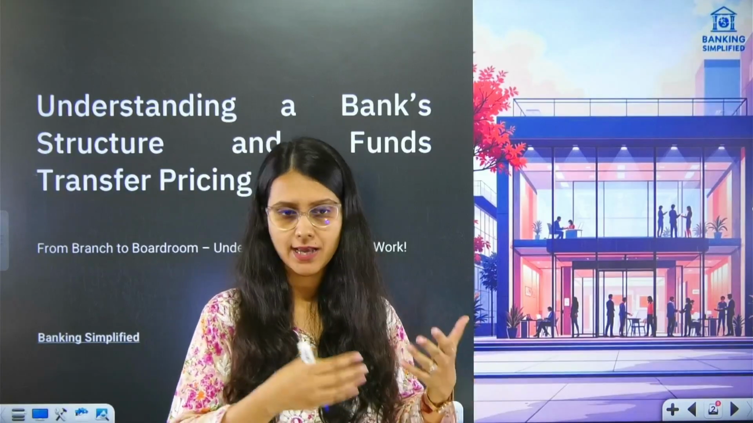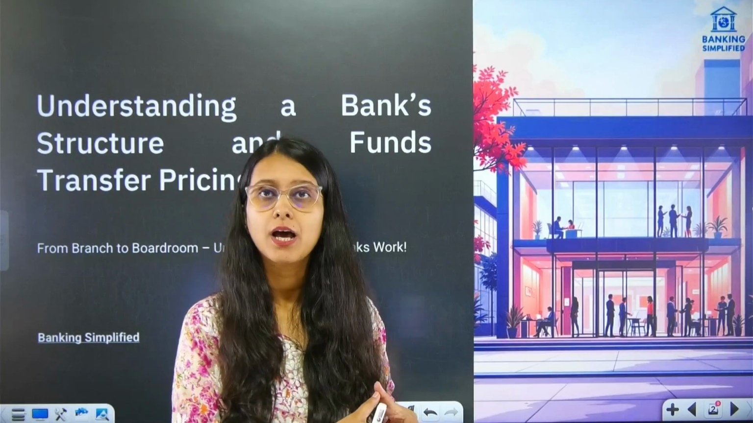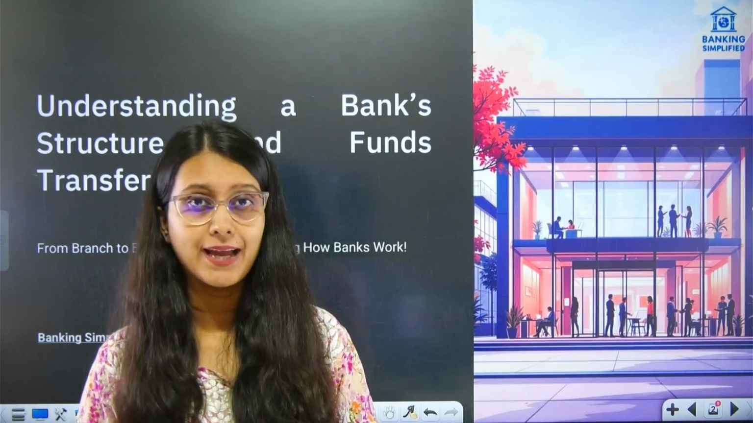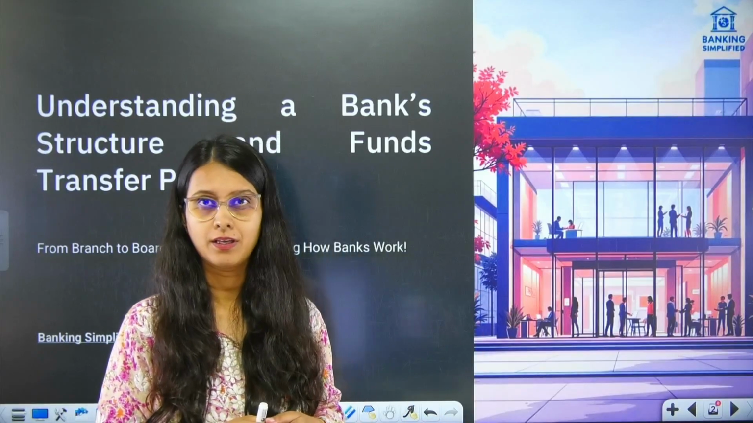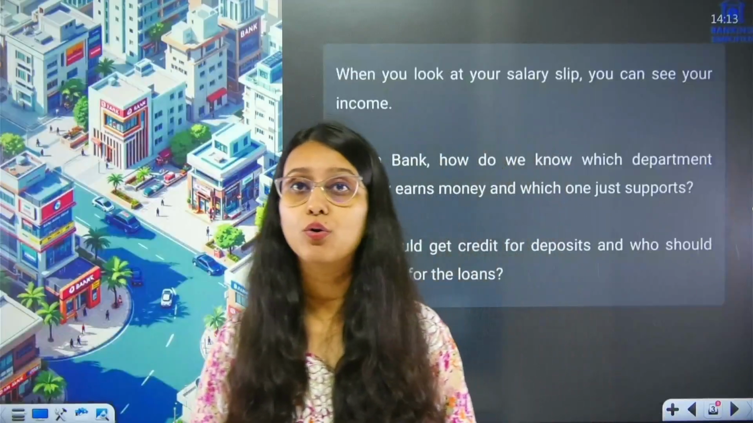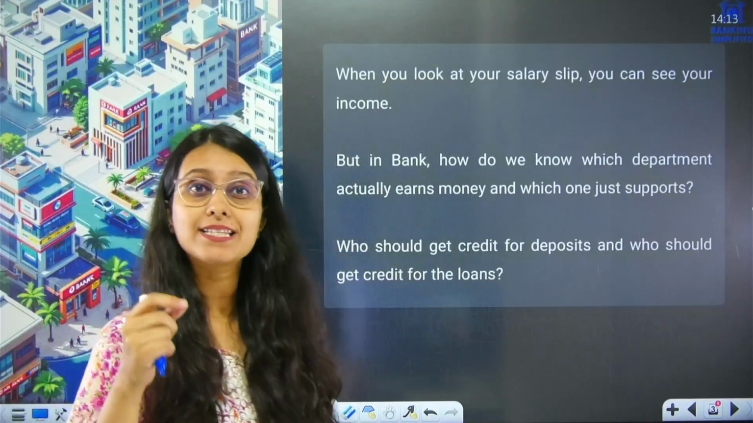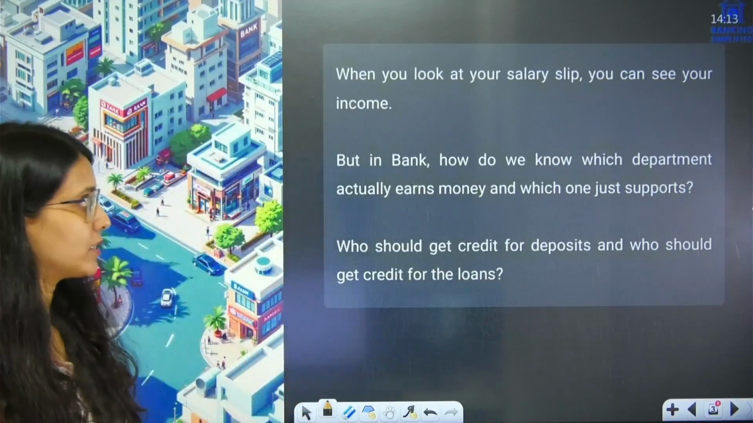Now in banks, you all work in branches, so for your branch or for your particular unit or for the various departments in a bank, how can you make out what is the earning for each department or each branch, or how much are they getting the credit for the work that they are doing? So to understand this particular thing, there is a concept called funds transfer pricing. And funds transfer pricing lets us know which unit has got how much of the credit for the work that they have done. So that is one question.